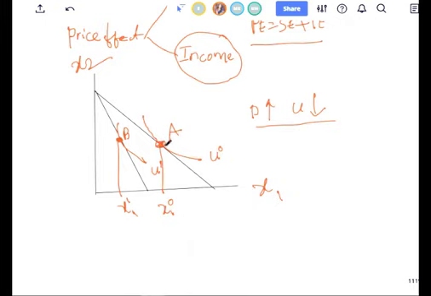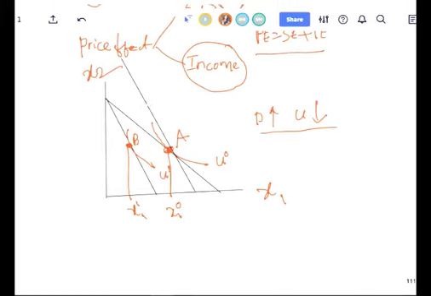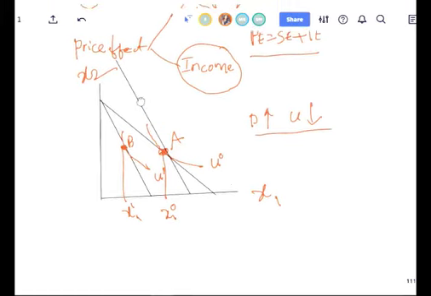And people are unhappy. And government says, no, what I want to do is give you an income back so that you actually consume the same amount. So this is the same slope. Remember, same slope basically means I'm using the same slope.